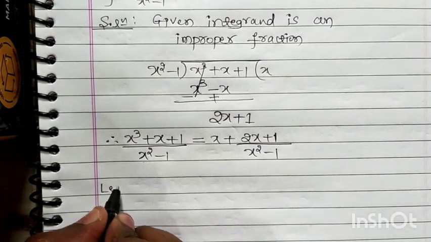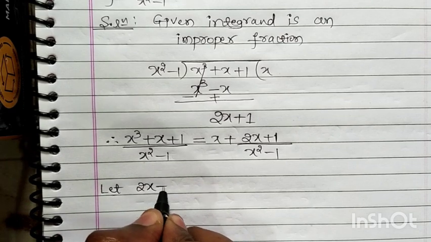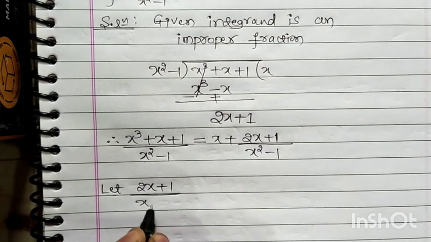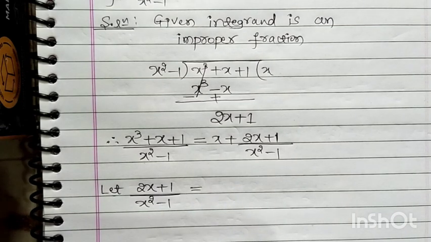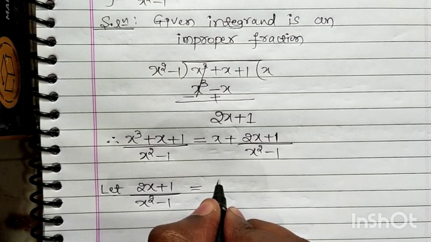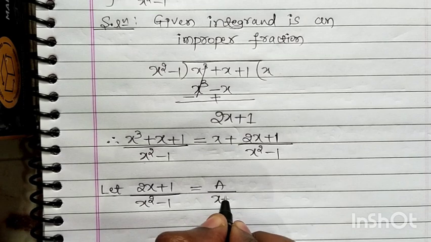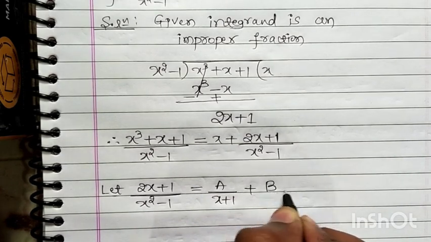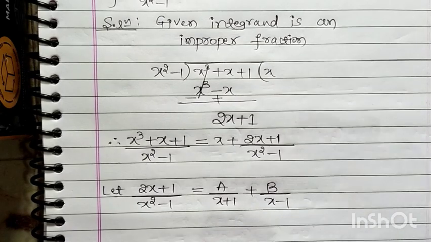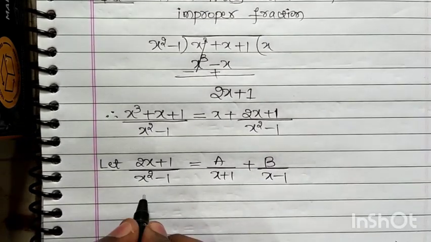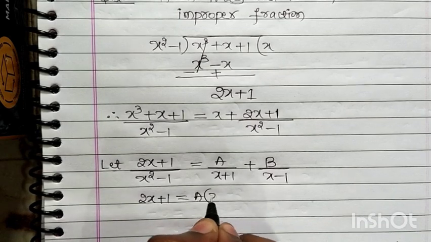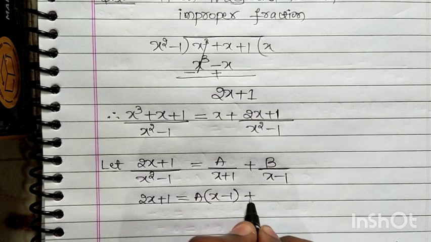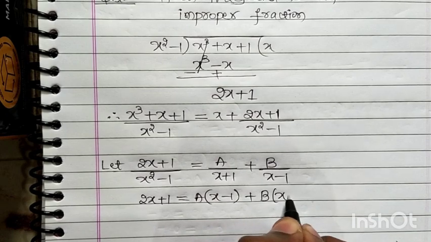So let 2x plus 1 divided by x square minus 1 be equal to, so here x square minus 1 can be written as x plus 1 into x minus 1. So a divided by x plus 1 plus b divided by x minus 1. So we have to take the LCM here. 2x plus 1 is equal to a into x minus 1 plus b into x plus 1.